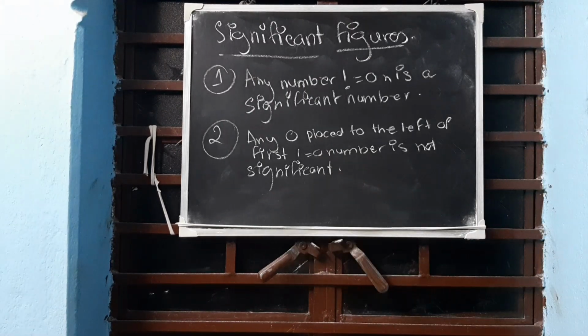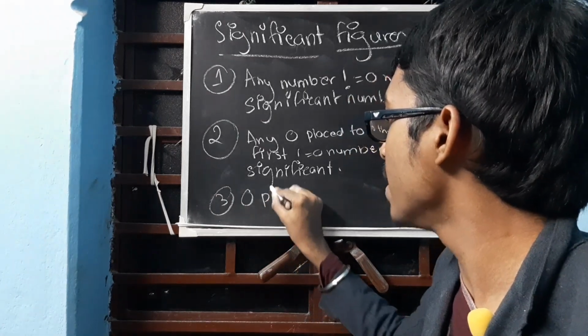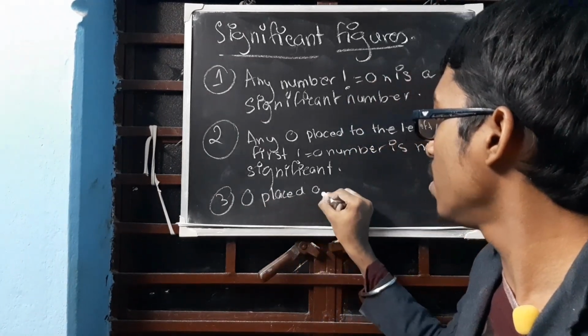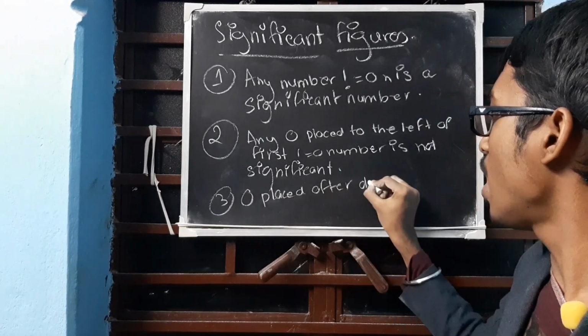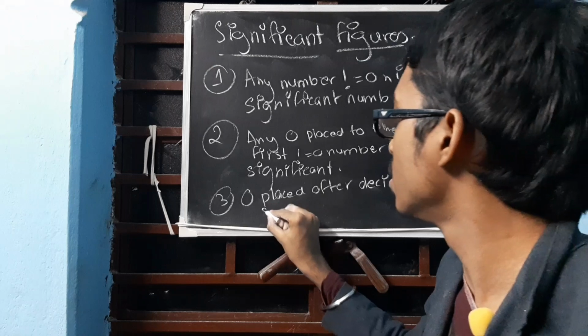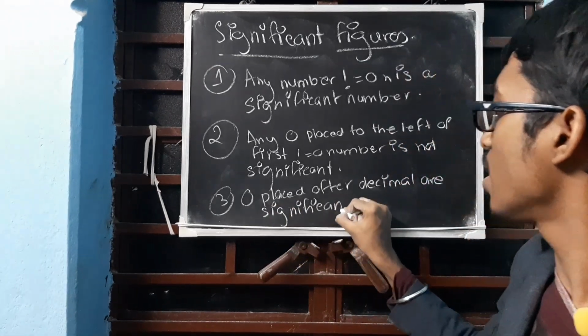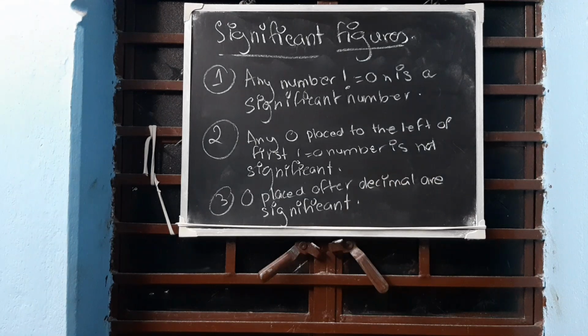The third rule is in complete contrast. Please see it properly. Zeros placed after the decimal are very much significant. Zeros placed after the decimal are significant. Clear or not clear? To the right of the decimal point, any 0 is significant.